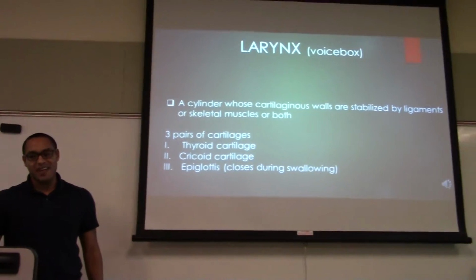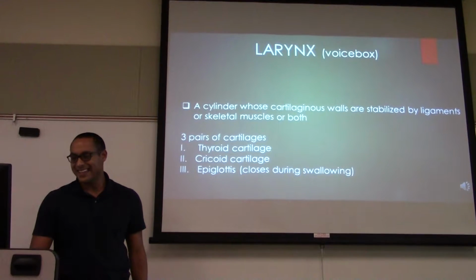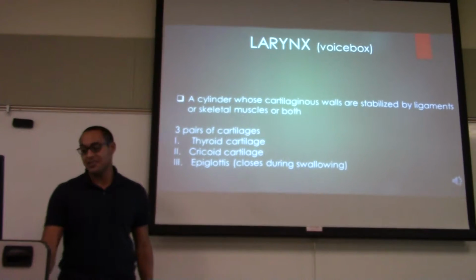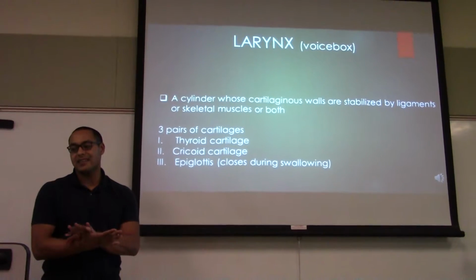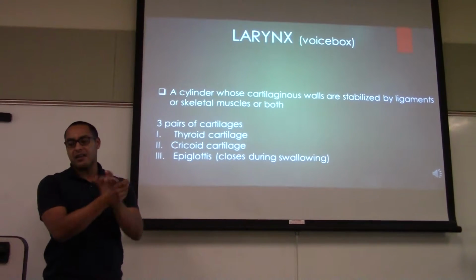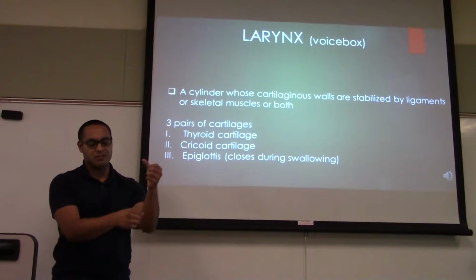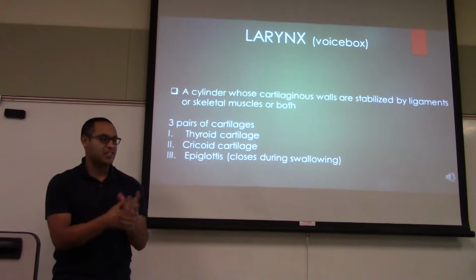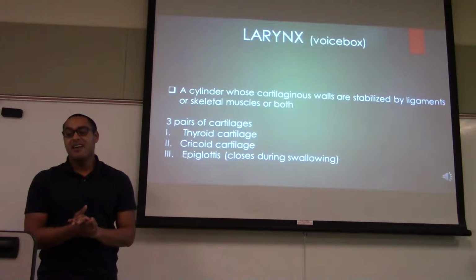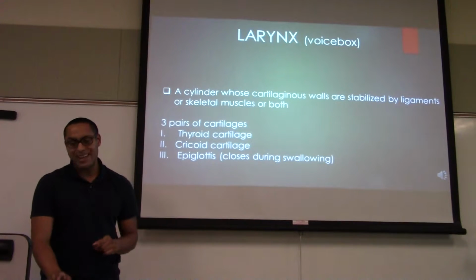Now we have the larynx, also known as the voice box. It's a cylinder whose cartilage walls help stabilize it, and it's also stabilized by ligaments and muscles. They work together to stabilize the larynx. There are three pairs of cartilages: the thyroid, cricoid, and epiglottis.